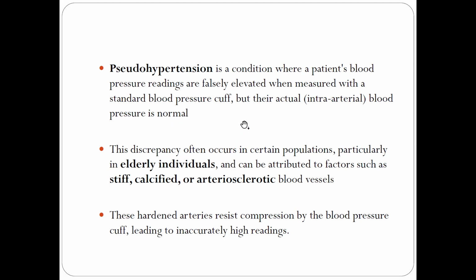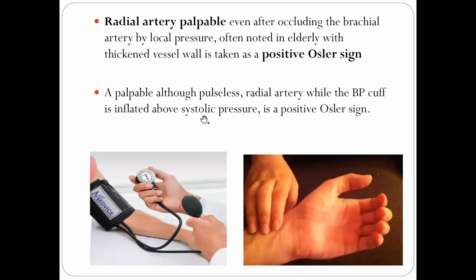The cuff which we use normally may not be able to occlude the artery. So how does the sphygmomanometer work? It occludes the arteries. Then we slowly release the pressure, the occluded artery is felt, and then we record the blood pressure.